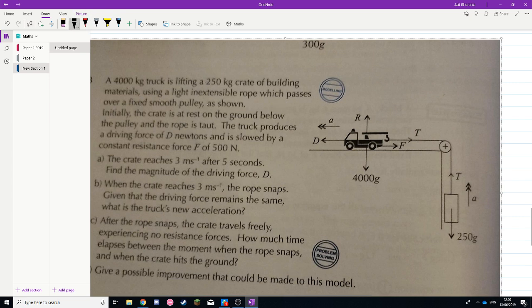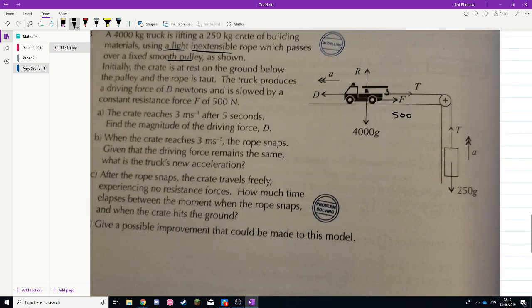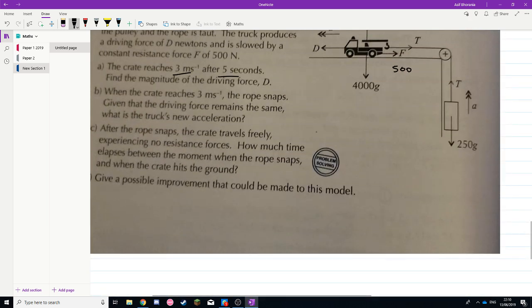Okay, inextensible. Check. Light. Check. Smooth pulley. That means there's no frictional forces due to the pulley. Produces driving force D, slowed by constant resistance force of F500, that should be annotated then. So 3 meters per second after 5 seconds, so you can do suvat to find what the acceleration should be. You know the initial velocity would be 0.